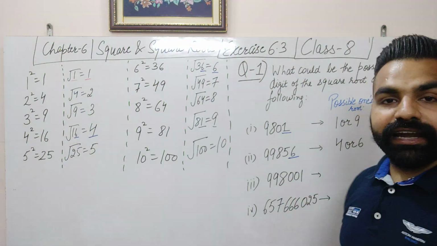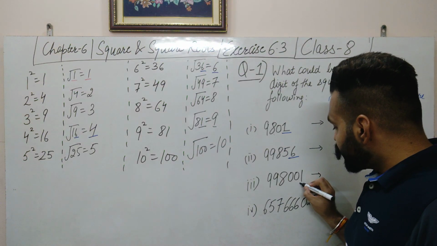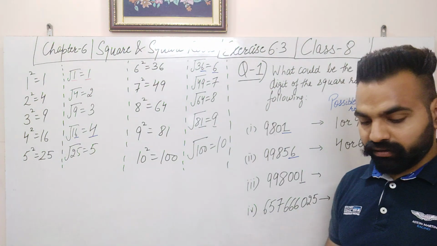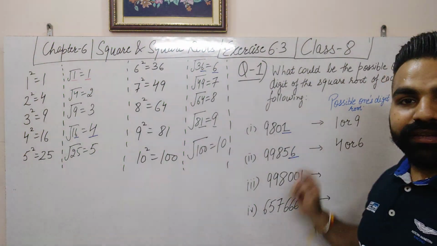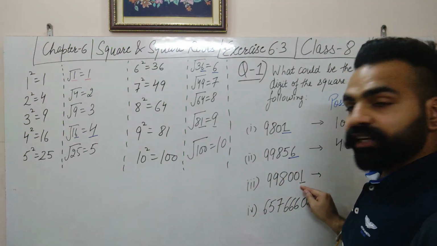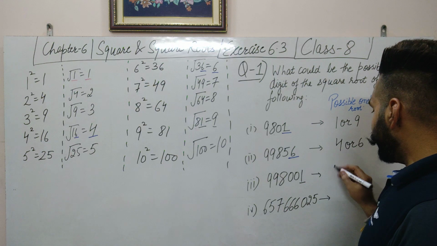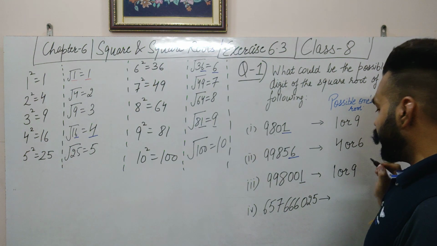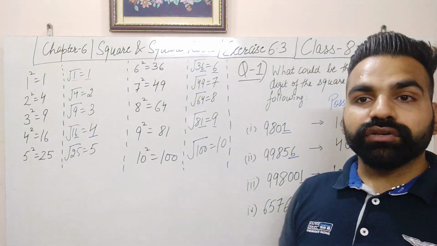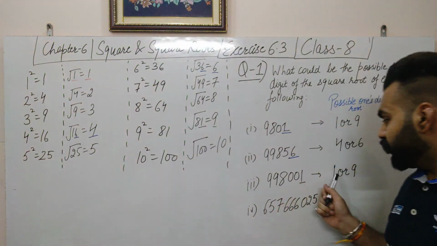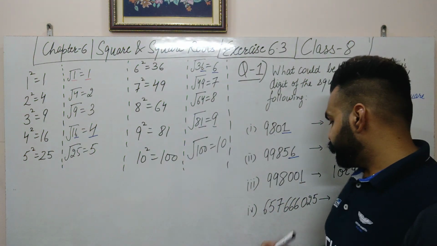Next is 99801. Here also the unit place is 1. So this is the same as the first example. Whenever the unit place is 1 in the perfect square, the unit place of its square root will be either 1 or 9.